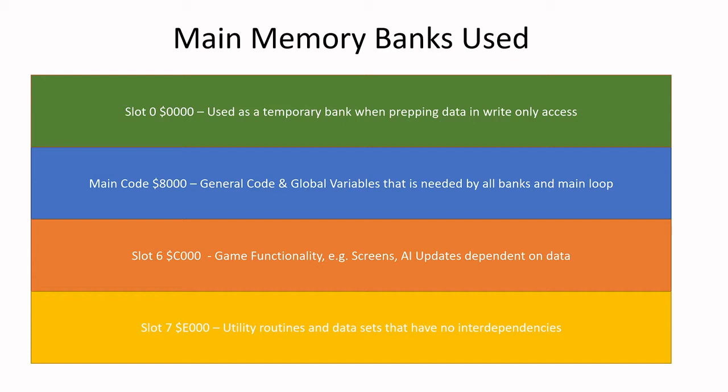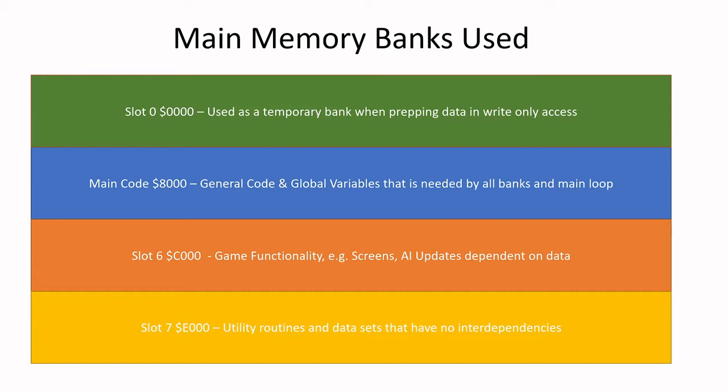The main code is at address 8000, which is general code, main loop, global variables, and simple hookups that are used commonly between all the routines. Slot 6 is the area which contains the main game functionality. So for instance, each of the screens and the universe data where it holds the AI for the ships and their ship runtime data rather than the static data that's loaded up when bringing a new ship into the current system.